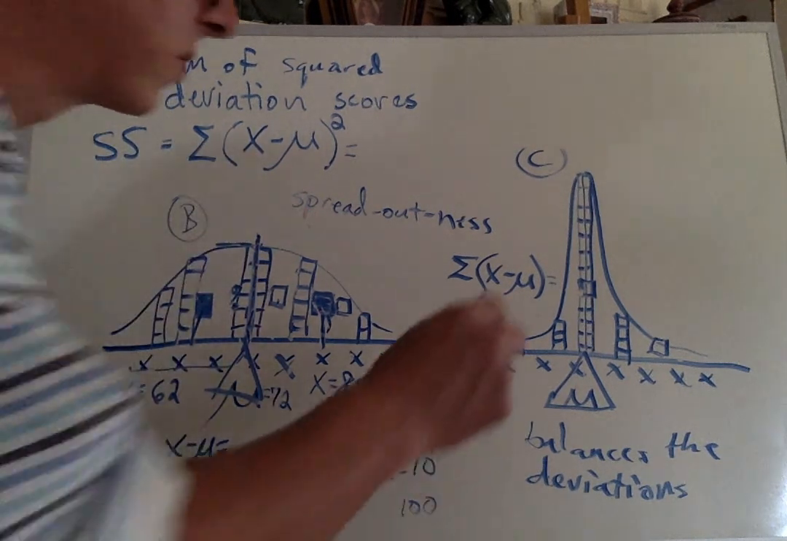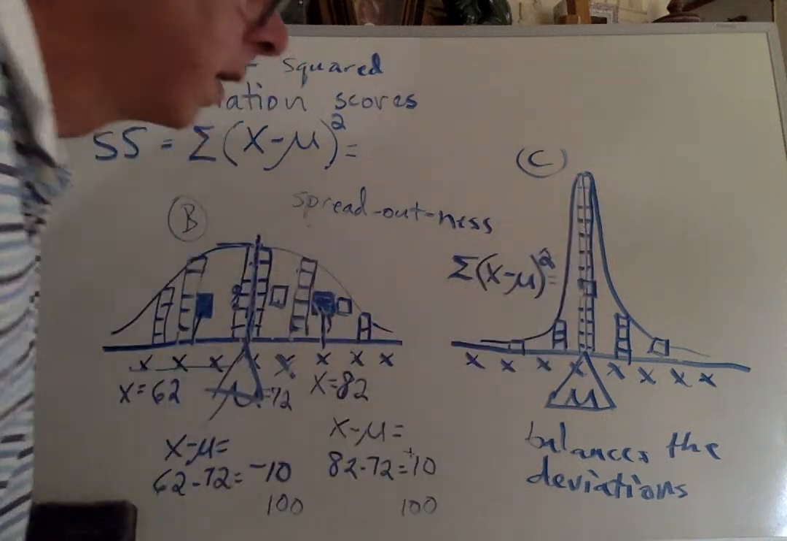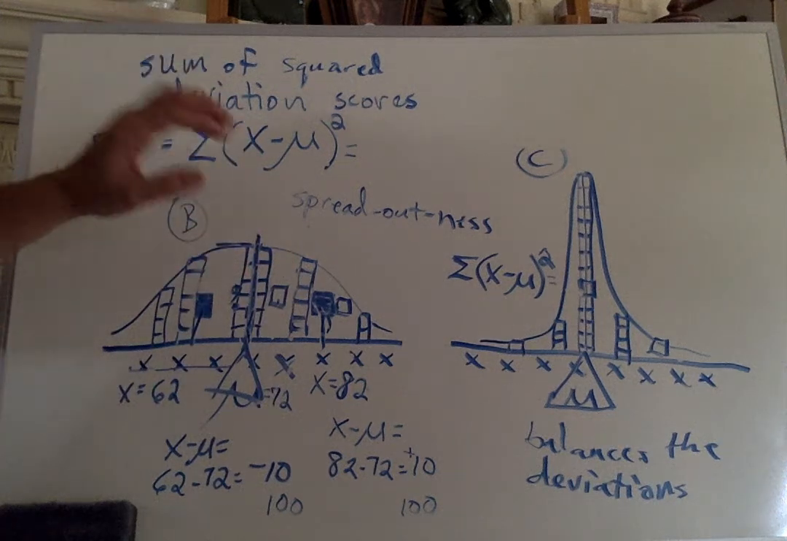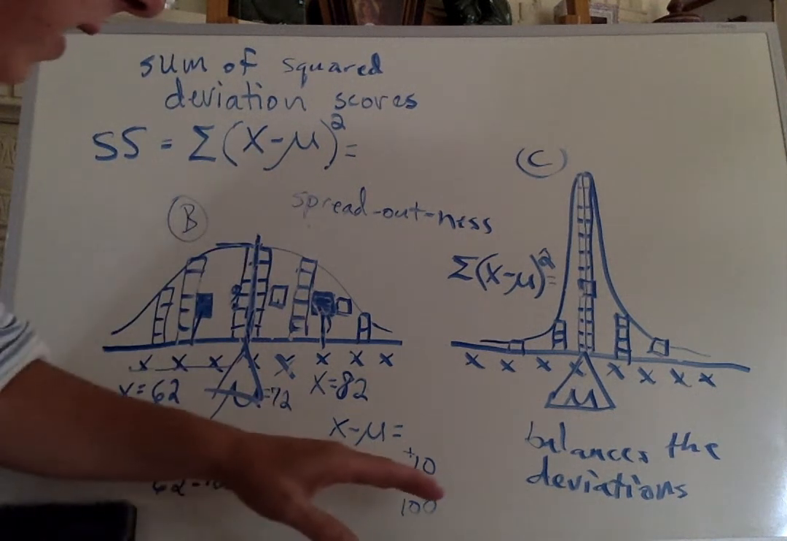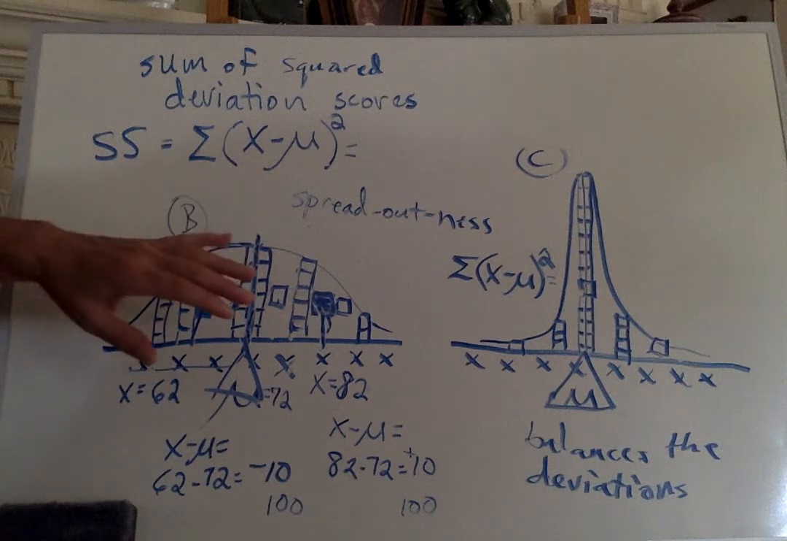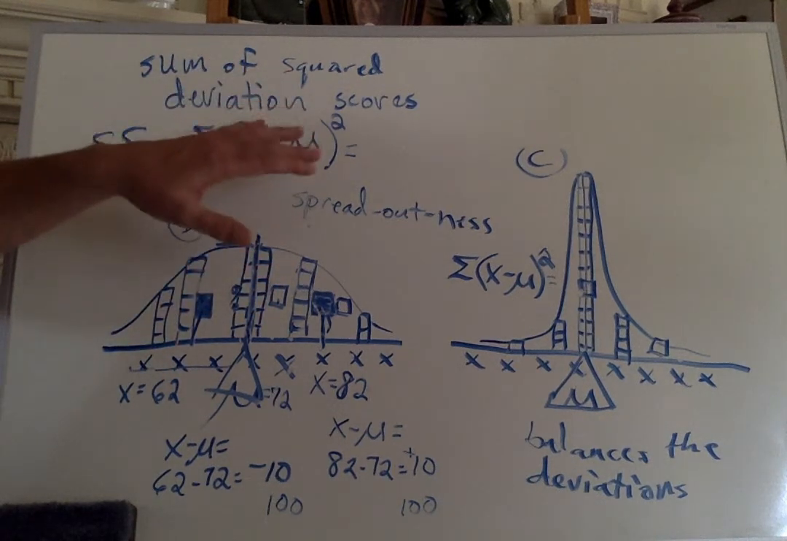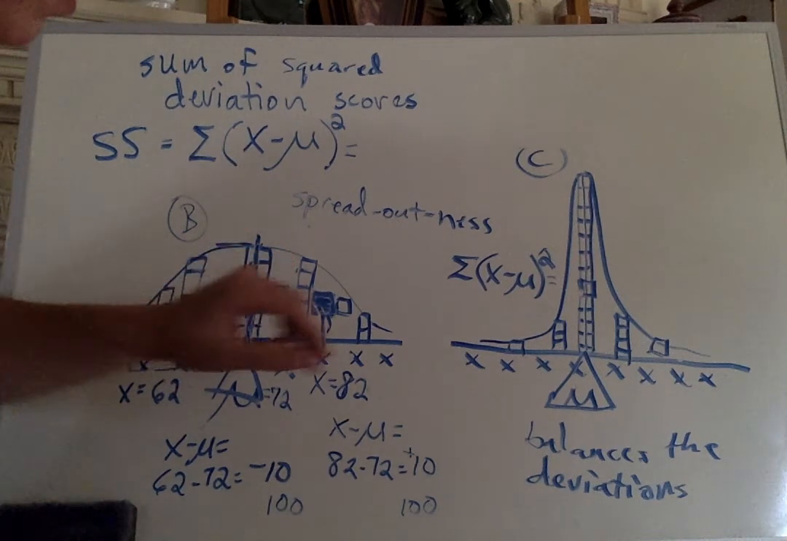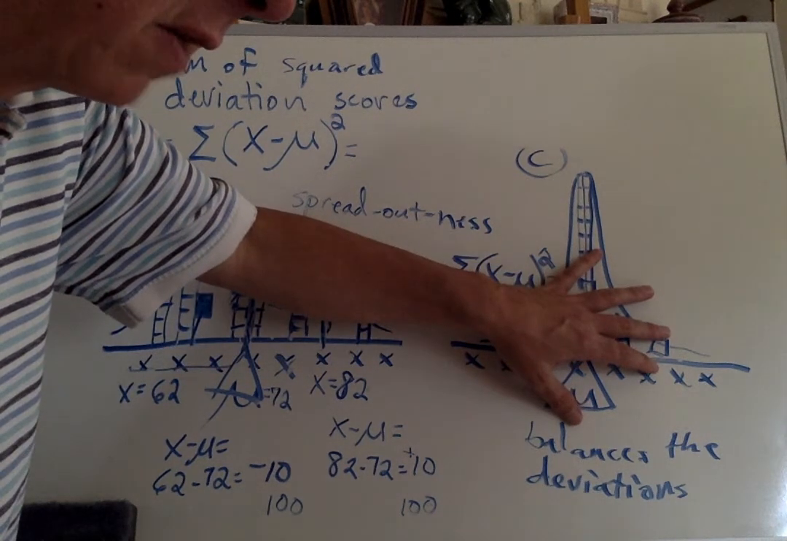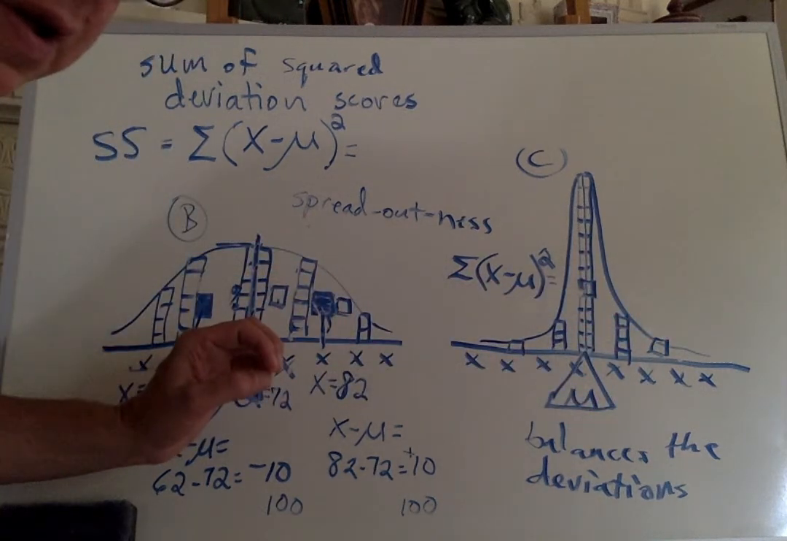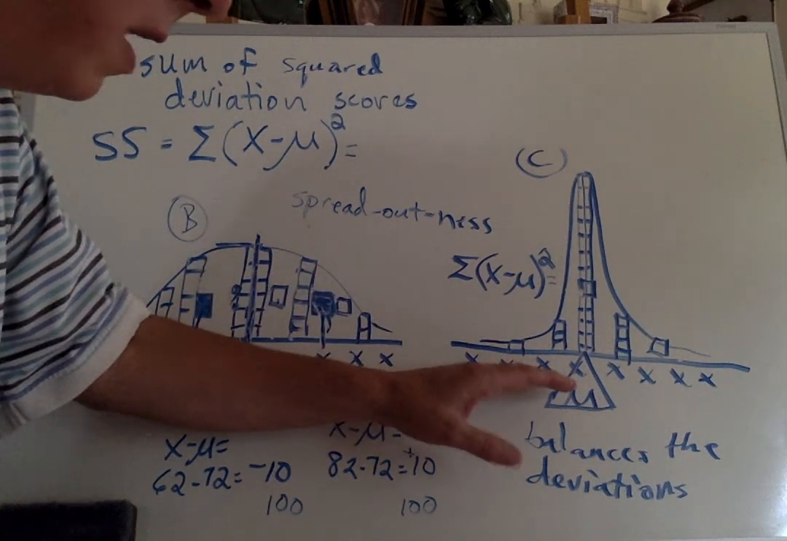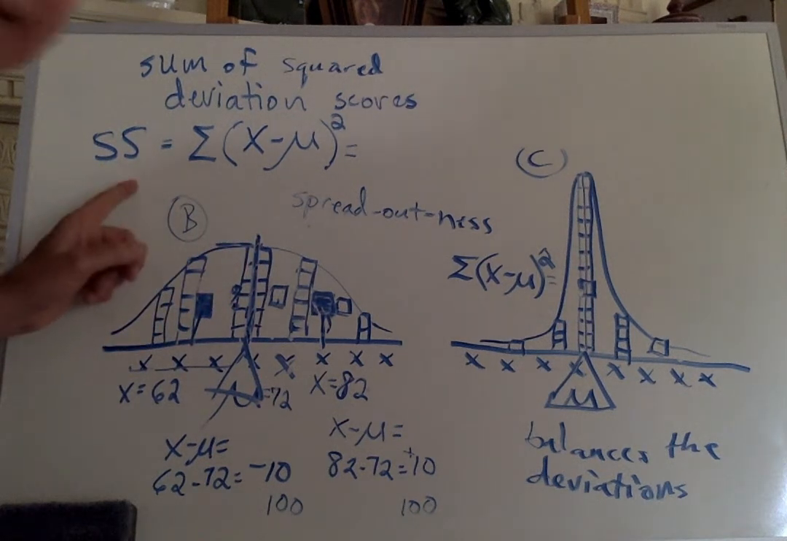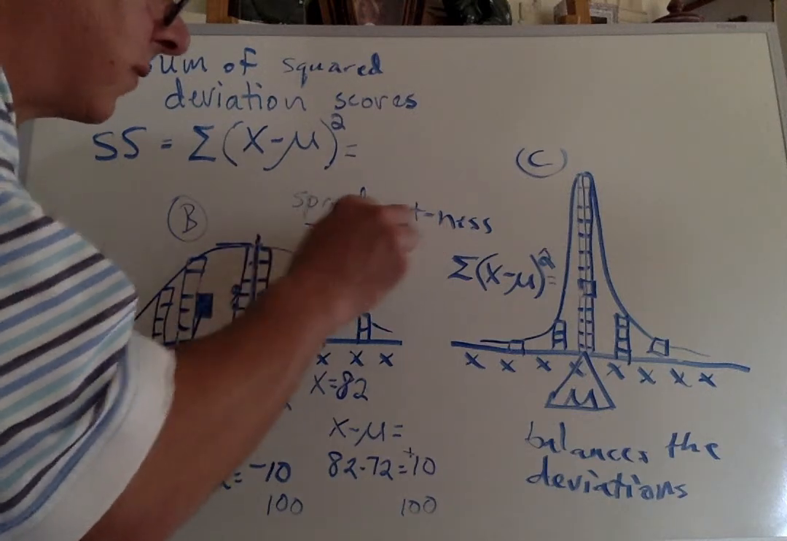When you do the sum of the square deviations, guess what happens? Guess what happens, you guys? If we do the sum of square deviations, we're getting rid of the negative numbers. Now what we see is, if we do the sum of squared deviation scores, we see a larger number for B than we do for C. Okay? In this case, we see a larger number here than here. And in fact, the sum of the squared deviation scores is a measure of spread outness.